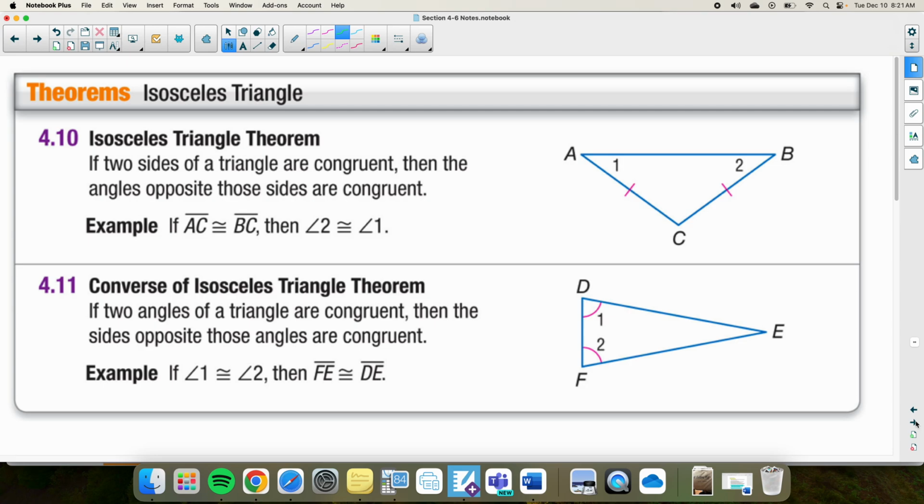I've been talking about this already, but there's an actual theorem that tells us this. Again, if you have two sides congruent, the angles that are across from those two sides are also congruent. Okay, and then it works the other way. If you have two angles that are congruent, the sides across from them are congruent, okay?